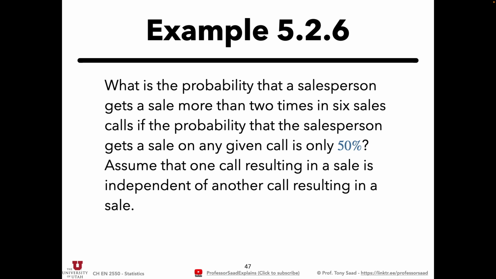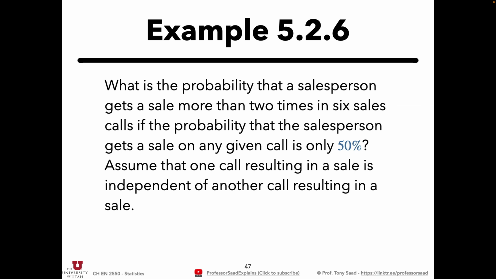What is the probability that a salesperson gets a sale more than 2 times in 6 sales calls if the probability that the salesperson gets a sale on any given call is 50%? So we have this person who's got a 50-50 chance of landing a sale on any given call. Now we're asking, if he gets 6 calls today, what's the probability that he gets a sale more than 2 times? So more than 2 sales in those 6 sales calls.